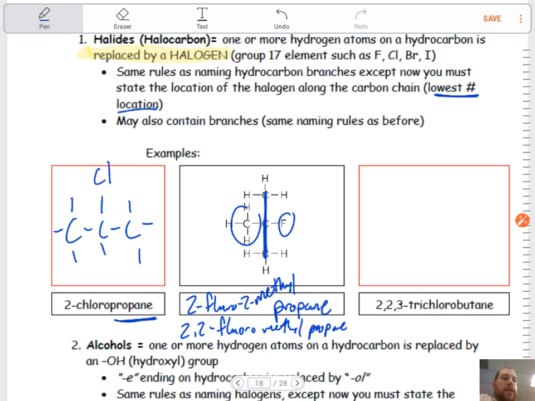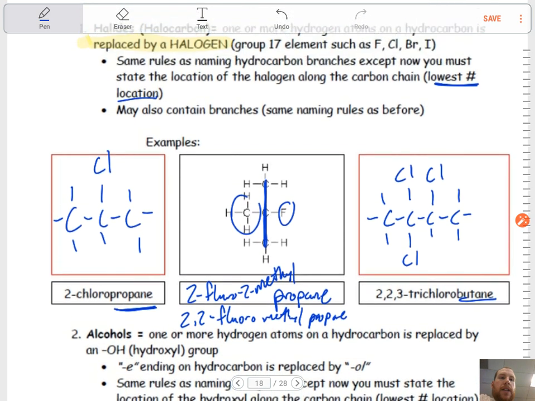You guys pause the video and try this last one, 2,2,3-trichlorobutane. So butane, start there, 4 carbons. Trichloro means you're going to have 3 chlorines hanging off. So I've got 1 at 2, I've got a second one at 2, and I've got 1 at 3. I'm going to put my Cl's for chlorine. Then I'm filling everything else in to make sure that every carbon has 4 bonds, and that's what it would look like. So pretty straightforward for the halocarbons.